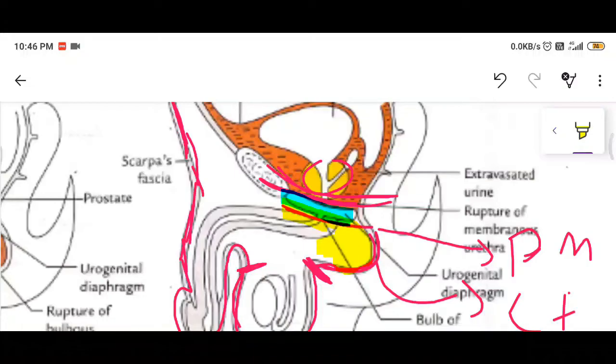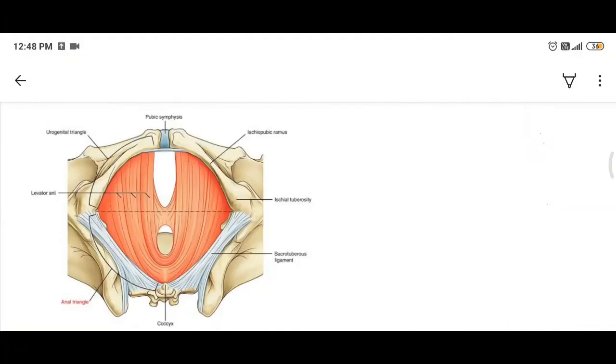Now we will see the pelvic diaphragm. Actually, when you read in the book, it goes from down to up. It will first show you the Colles fascia, then it will teach you the perineal membrane, then it will go to the pelvic diaphragm. But I want to first show you the pelvic diaphragm, then I will go to the deep perineal pouch, and then I will come to the superficial perineal pouch. So let's see the pelvic diaphragm.